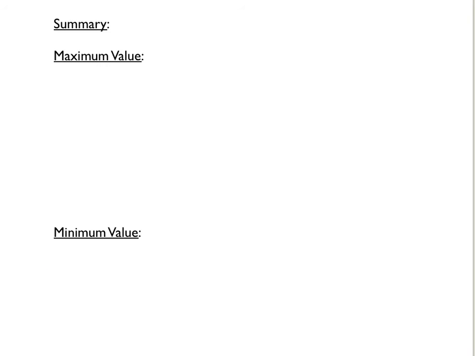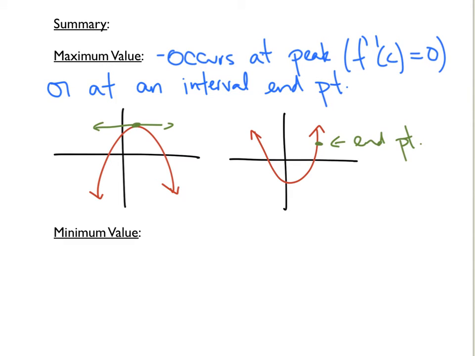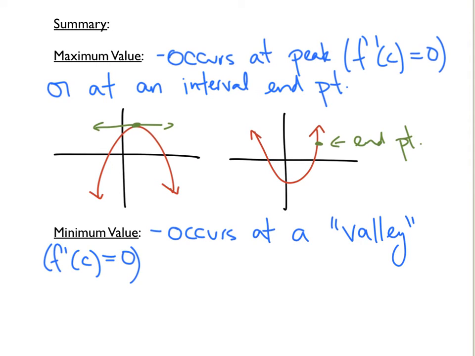So just to summarize, our maximum value can occur at a peak, or when you set the derivative equal to 0 and find that critical point, or at an interval endpoint, as we've seen. So those are the two situations. And similarly, a minimum value can occur at a valley, or when your f prime of x is equal to 0 at that critical point, or similarly, like we've seen, at an interval endpoint.